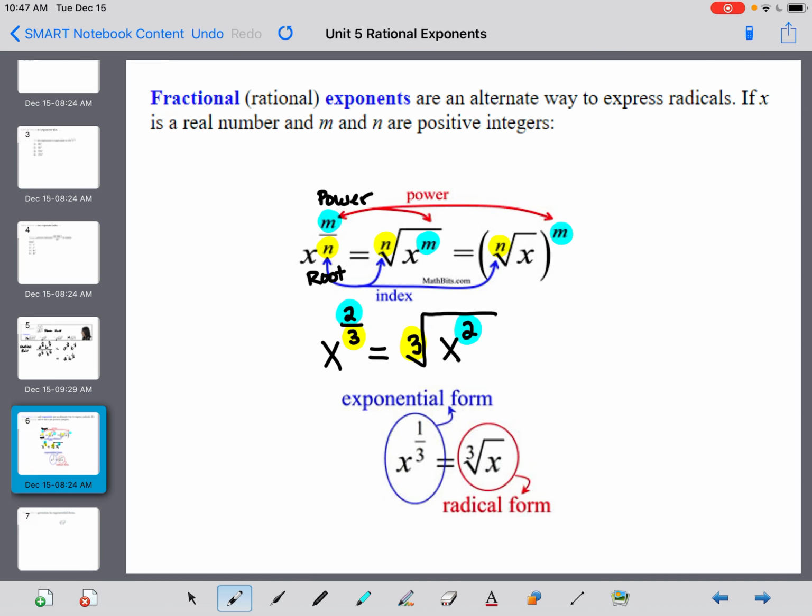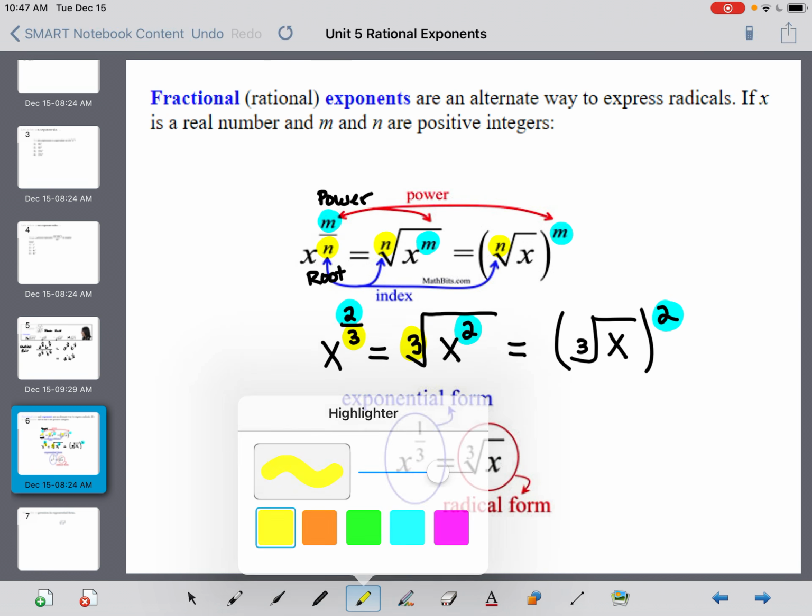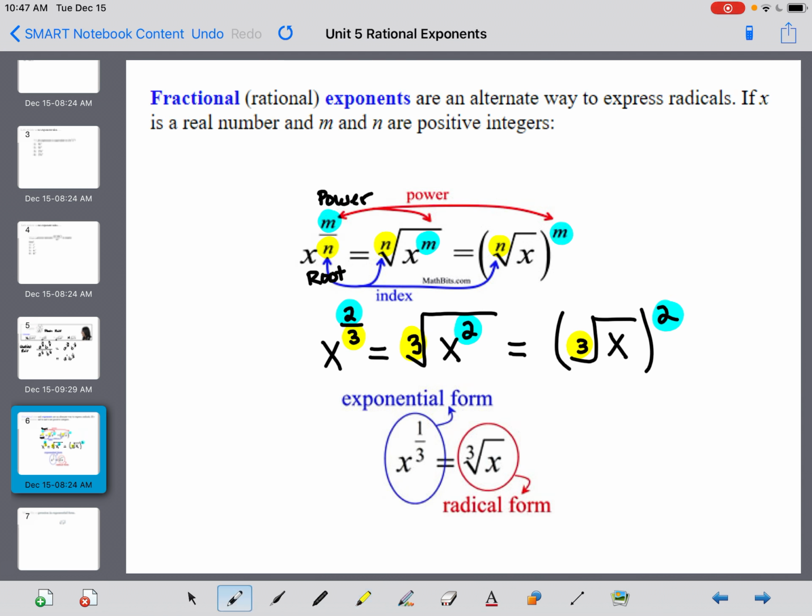Another way you also could write this, sometimes the power doesn't have to be under the radical. It could actually be outside. So this is just another equivalent way of writing the power. It's still the power, but it can be written either inside the radical or outside. But the denominator is always going to translate into that index or root value of your radical expression.